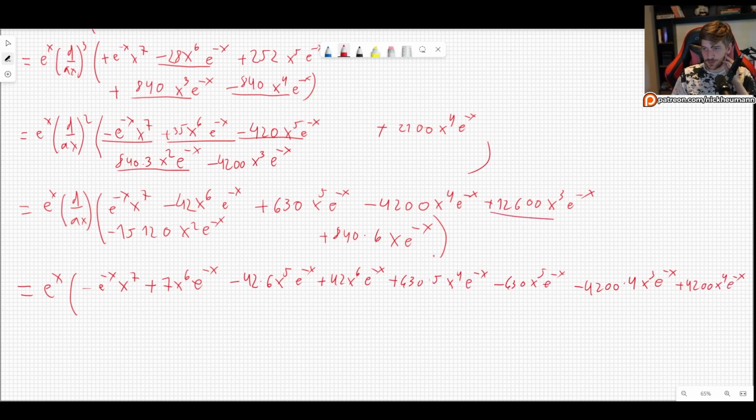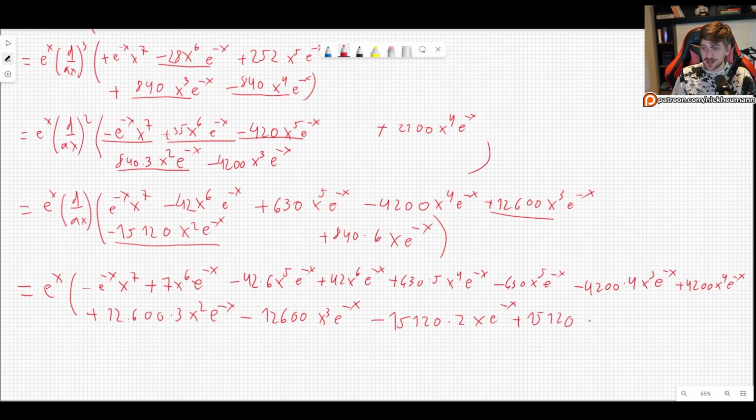And then from this term, plus 12,600 times 3x squared e to the minus x, minus 12,600 x cubed e to the minus x. And then from this we get minus 15,120 times 2x e to the minus x, plus 15,120 x squared e to the minus x.